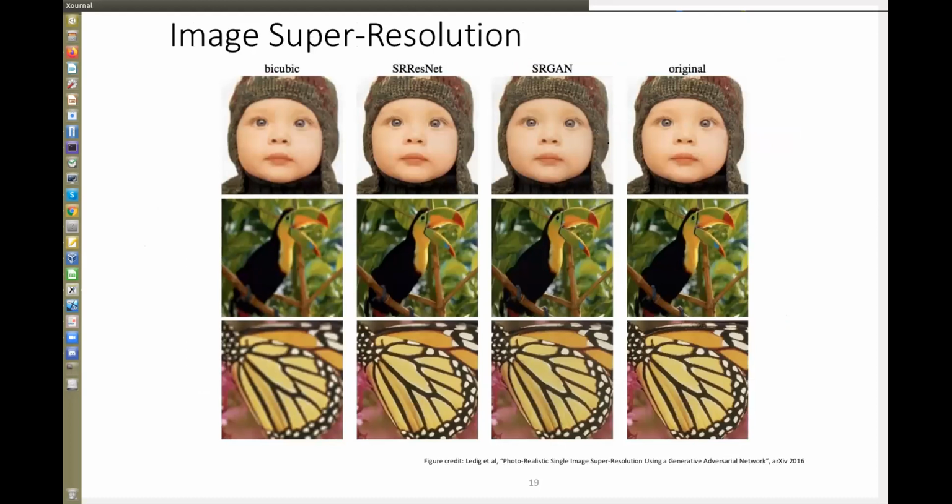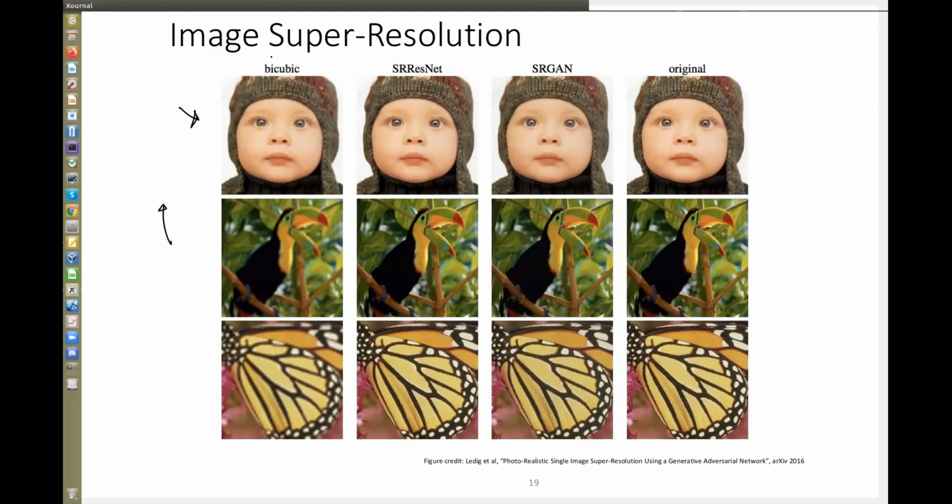And also we can do super resolution. I won't go into that. It's apparent, right? You just take lower resolution images and make them a higher resolution. We'll also briefly talk about that when we talk about upsampling.